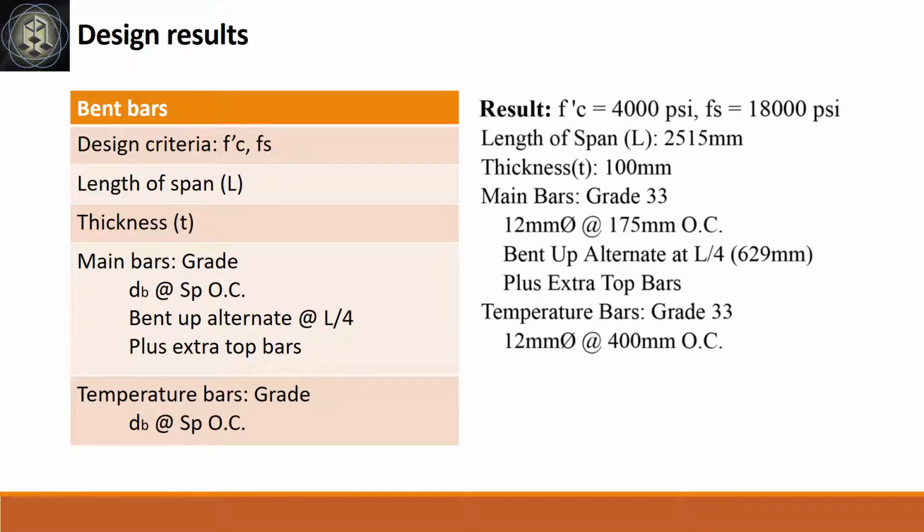Design results are as follows. f'c equals 4000 psi. fs equals 18,000 psi. Length of span is 2500 mm. Thickness equals 100 mm. Main bars of grade 33, 12 mm bar at 175 mm on center. Bent up alternate at L/4 plus extra top bars. Temperature bars of grade 33, 12 mm bar at 400 mm on center.